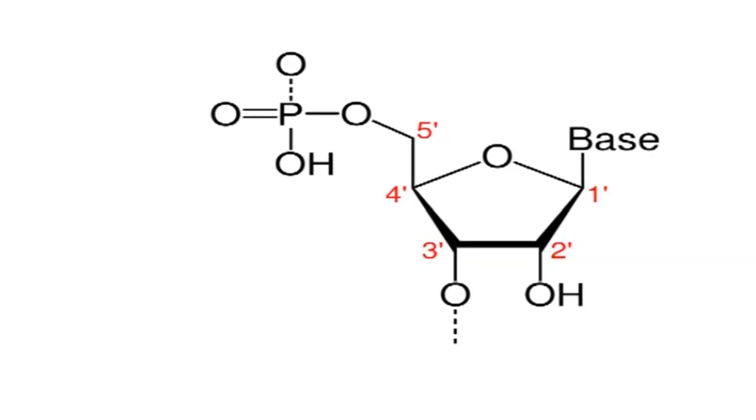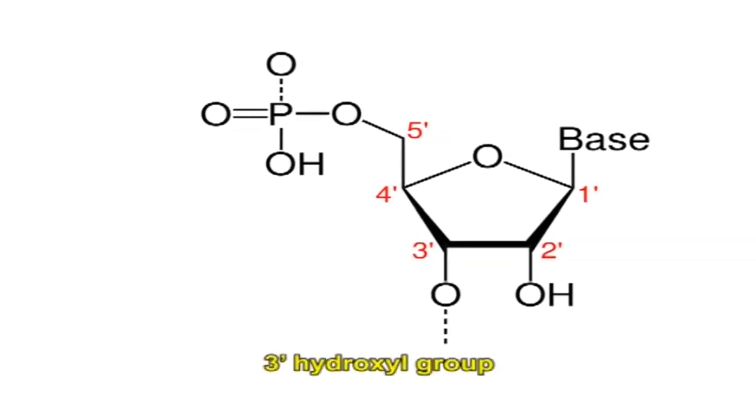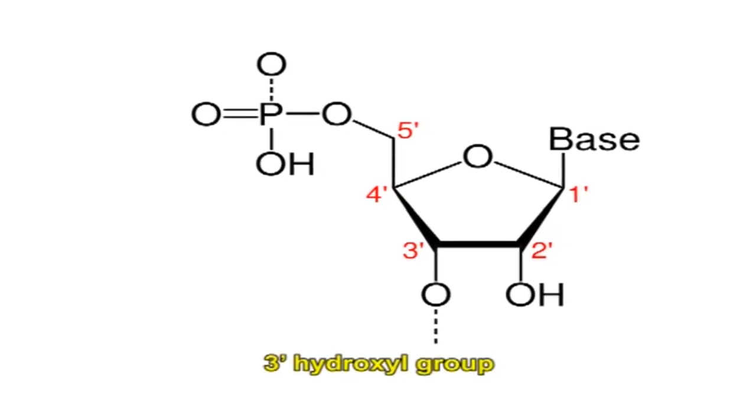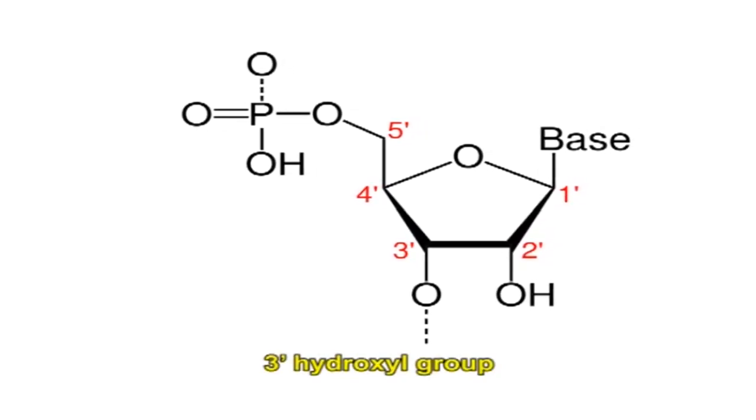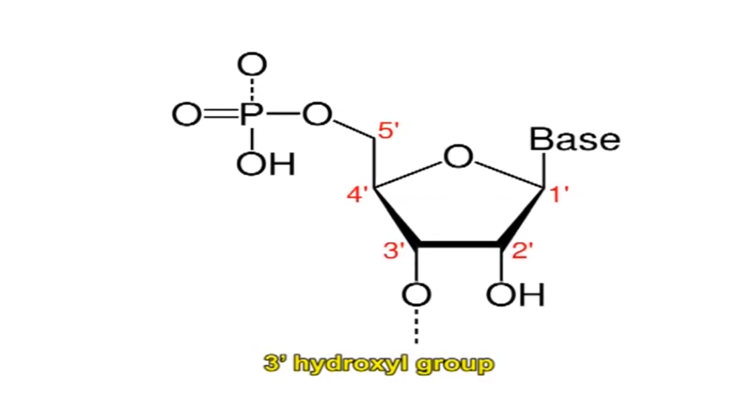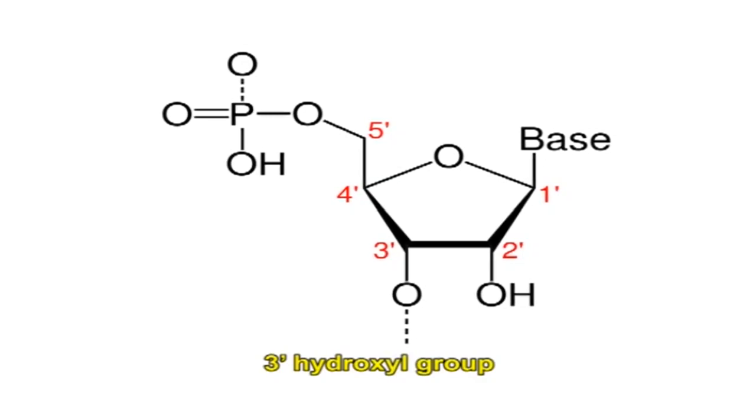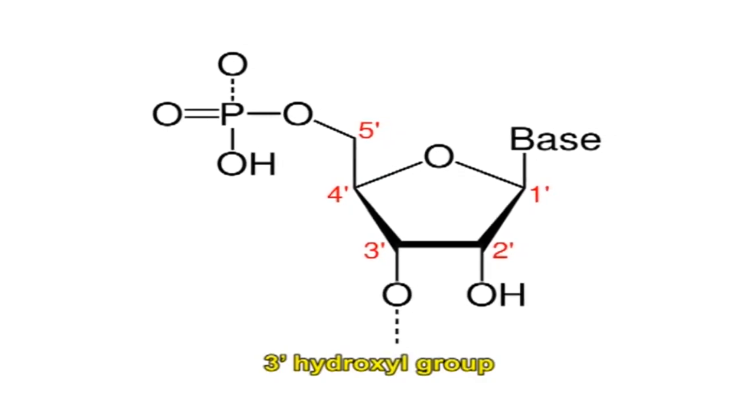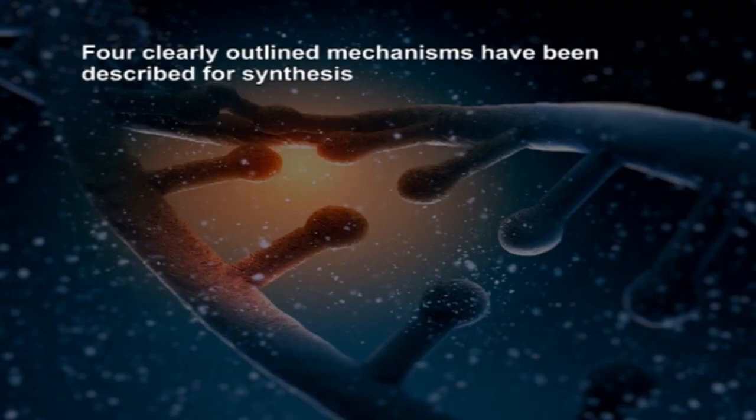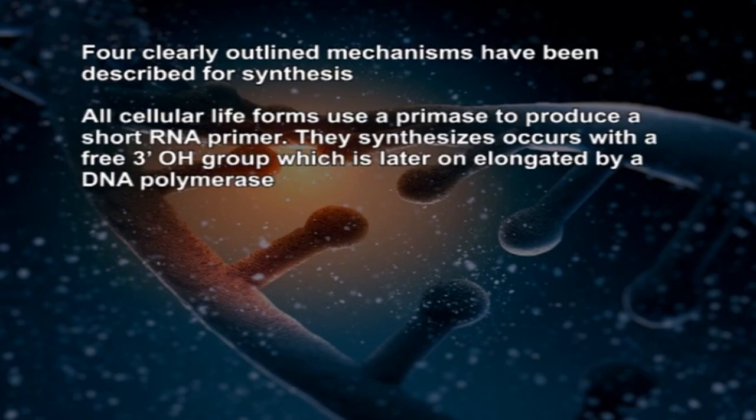Before synthesis is initiated, a free 3'-hydroxyl group is required by all known DNA replication systems. DNA is always read in the 3' to 5' direction, while a new strand is produced in the 5' to 3' direction. 4 clearly outlined mechanisms have been described for synthesis. All cellular life forms use a primase to produce a short RNA primer. Its synthesis occurs with a free 3'OH group, which is later elongated by a DNA polymerase.